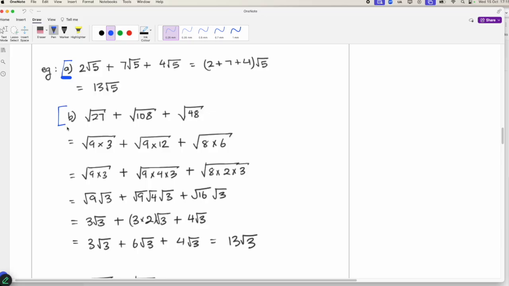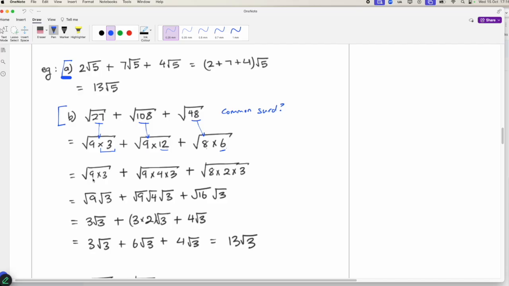The second one, if I have the square root of 27 plus the square root of 108 plus the square root of 48, I have to now try to split these numbers up so that they have a common surd. So what could be the common surd? Well, 27 could be seen as 9 times 3, 108 could be seen as 9 times 12, and 48 could be seen as 8 times 6. No common surds yet. I noticed though that the only actual surd is this root 3, right? 12 could still be split up, and 6 could still be split up.